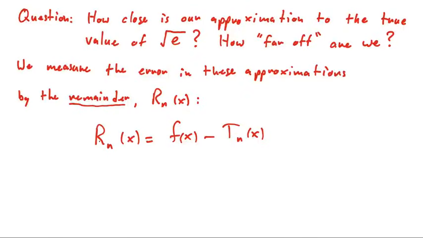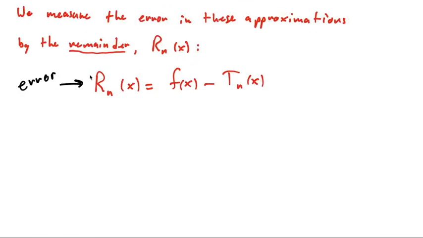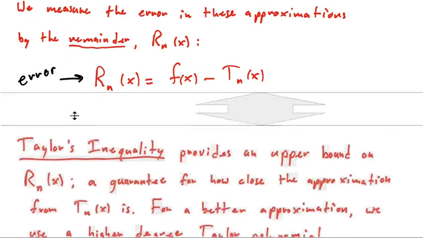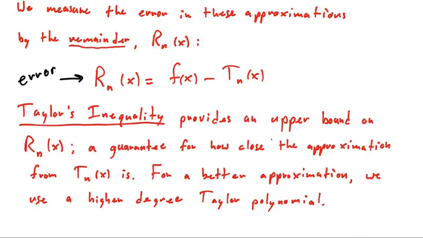A good way of thinking of this R expression is to think of it as the error involved in the approximation. There is a way to bound the error in these approximations using something called Taylor's inequality. Taylor's inequality provides an upper bound on how bad the error is. In other words, it guarantees us that our approximation is within some value of the true number that we're trying to approximate. In class, we'll learn more about Taylor's inequality and how to use it, and we'll see that for a better approximation, we use a higher degree Taylor polynomial.